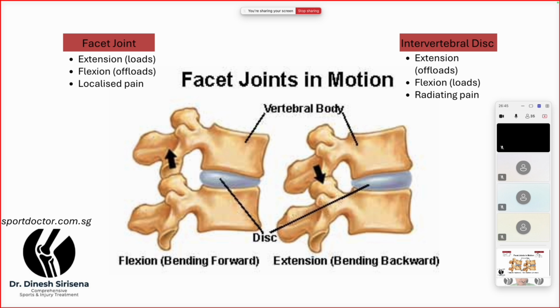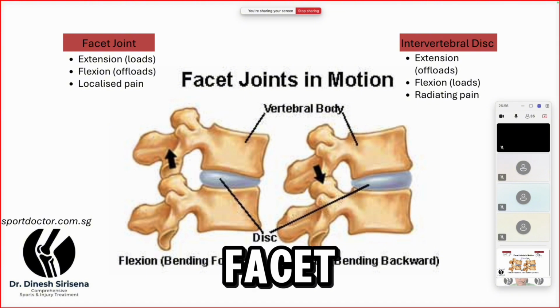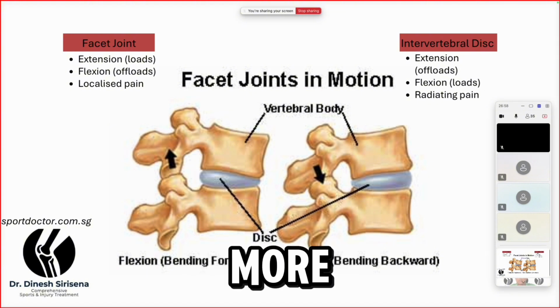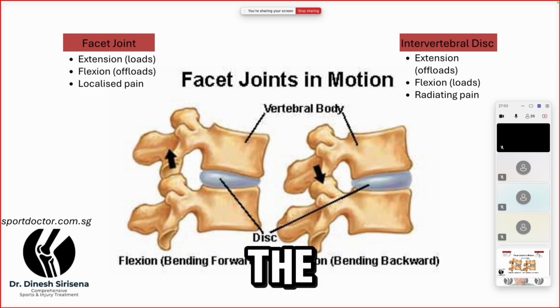Another thing that is commonly causing pain that I don't think maybe we're considering so much are the facet joints. But to be honest, I feel that the facet joints are probably more common as a cause of back pain as opposed to the discs.